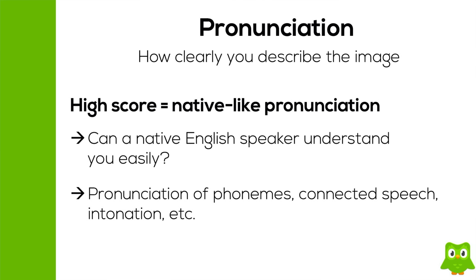And the third criteria is pronunciation. This refers to how clearly you describe the image. To get a high score, you're looking for native-like pronunciation, which means that you can be easily understood by a native English speaker. So things like pronunciation of phonemes, connected speech, and also your intonation. You should definitely focus on these three things in order to improve your pronunciation score.